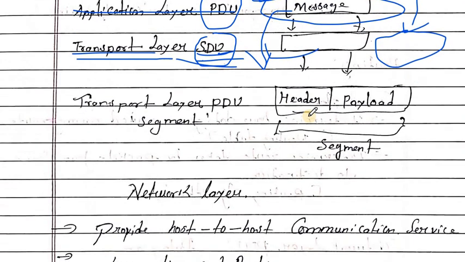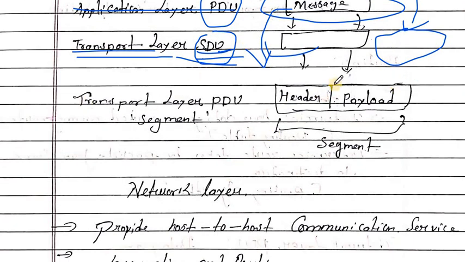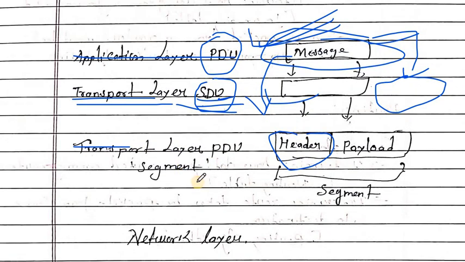Now, what happens in the transport layer? The transport layer adds a header. Here is the transport layer PDU. PDU means packet, simple. The transport layer packet is called a segment. The application layer packet is called a message. The transport layer packet is called a segment. Now the transport layer creates a packet which is called a segment.